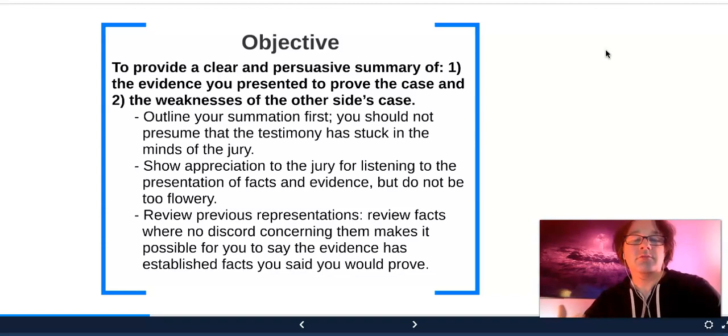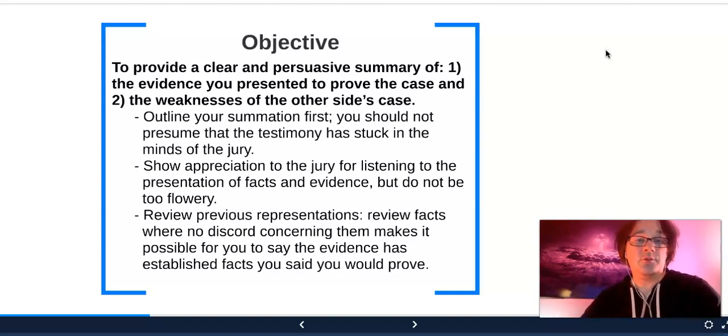You should not presume that the testimony has stuck in the minds of the jury. So don't say, as you heard, right? Just remind them of what they heard. Remind them of what happened, what testimony was presented. Also show appreciation to the jury for listening to the presentation of facts and evidence. But don't be too flowery. You don't want to be too ingratiating when it comes to the jury. Just thank them and be polite.